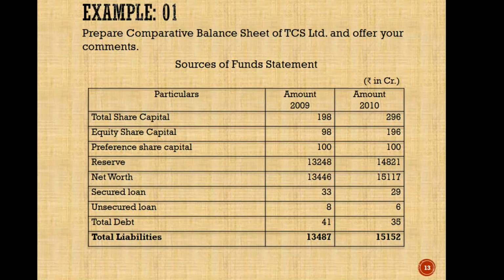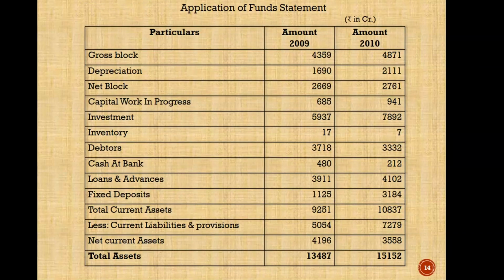Now the next statement is concerned with the application of fund statement. This is the asset side of the balance sheet. When we prepare it in a vertical statement, we call it an application of fund statement. Again, the amount given is in crores. Now here you can see 2-year data again, 2009 and 2010. That means for comparison, they have given 2 years to us.